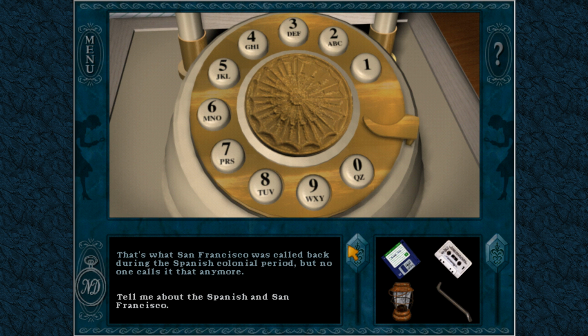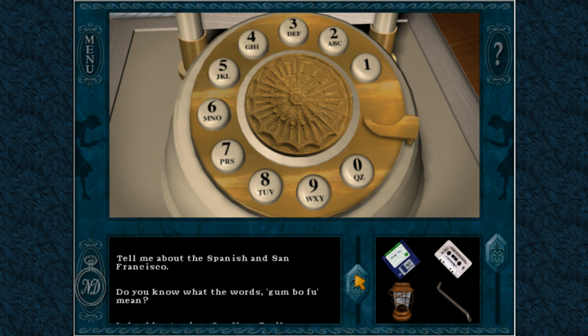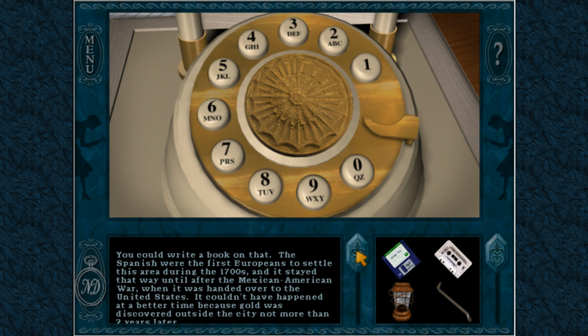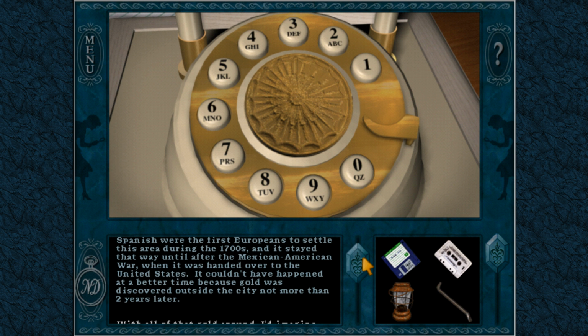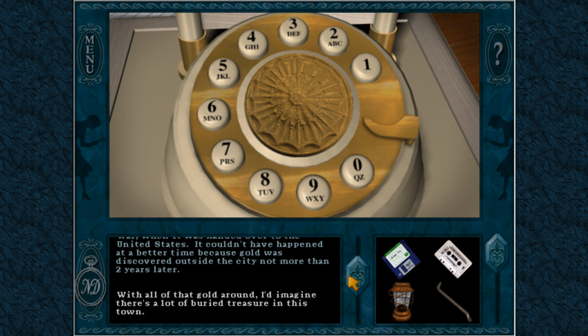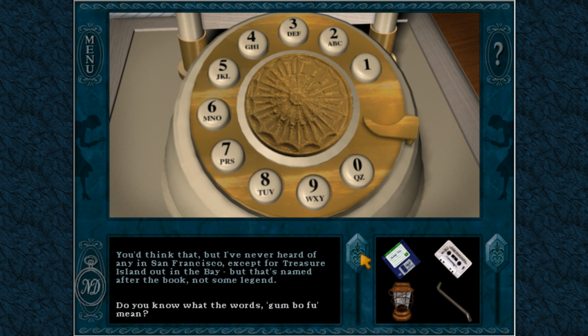Do you know where Yerba Buena town is? That's what San Francisco was called back during the Spanish colonial period, but no one calls it that anymore. Tell me about the Spanish and San Francisco. Oh, you could write a book on that. The Spanish were the first Europeans to settle this area during the 1700s, and it stayed that way until after the Mexican-American War when it was handed over to the United States. It couldn't have happened at a better time because gold was discovered outside the city not more than 2 years later.